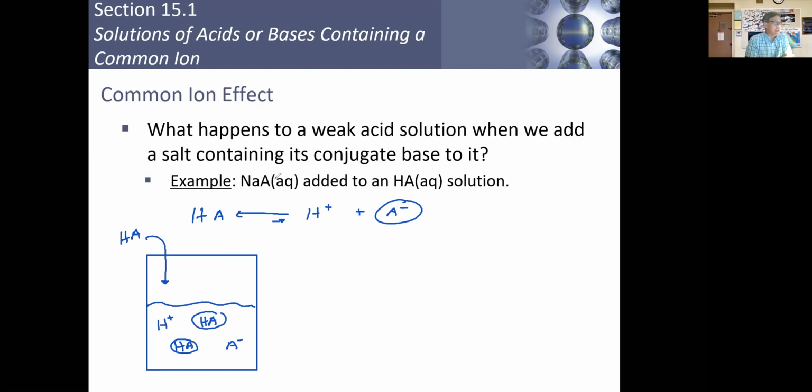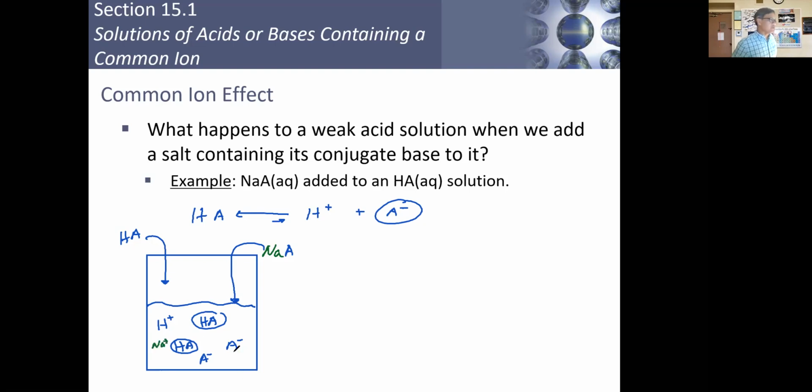What we can do then is add to this solution the sodium ion that's attached to the anion. So we have this compound, and we add it into the solution. When we do that, we're going to introduce more of the anion. The sodium ion, remember, doesn't do anything, so it's just floating around.